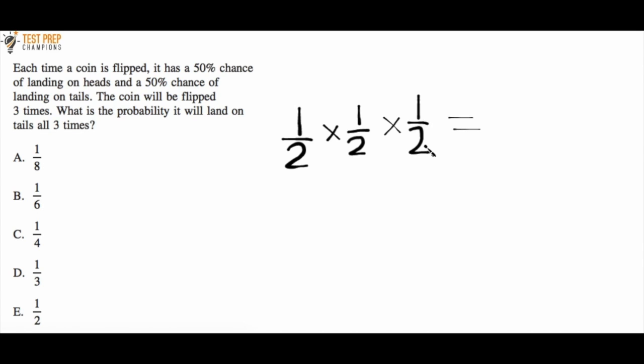All right, and in this case, when we're multiplying fractions, we just multiply the top numbers and the bottom numbers. So 1 times 1 times 1 is just 1. Now 2 times 2 is 4, times another 2 is 8. And just like that, we see that answer choice A is the correct answer here.